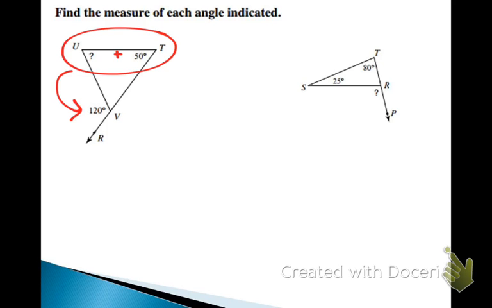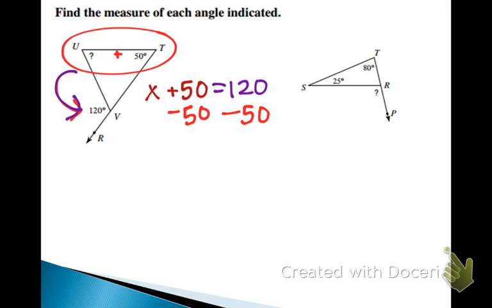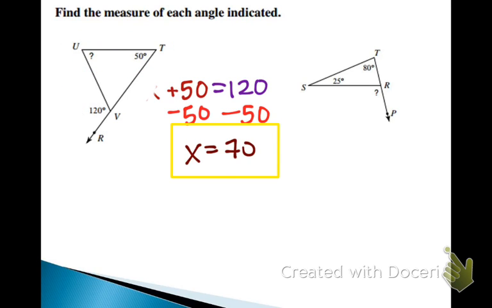Well, we don't know what this angle is at U, so we could call it x. We know that angle T is 50. They will add up and equal this outer angle, which is 120. Alright, so we continue to solve, subtract 50, and x equals 70. Now I will show you why in the world this theorem even exists.